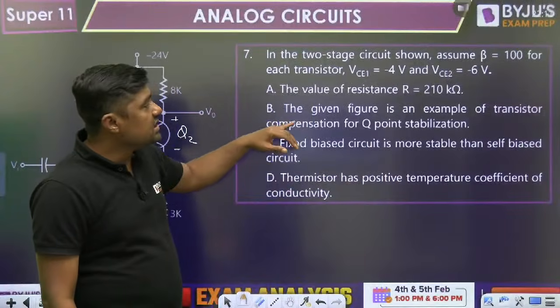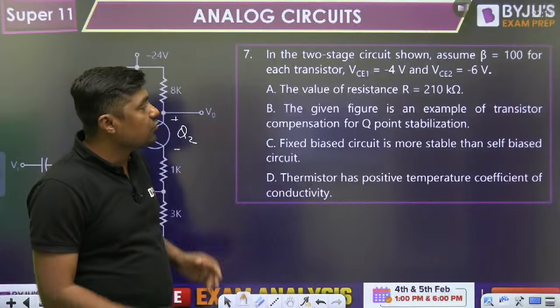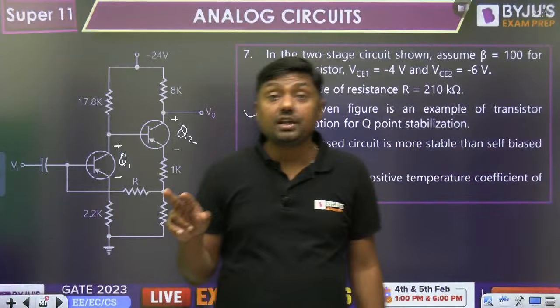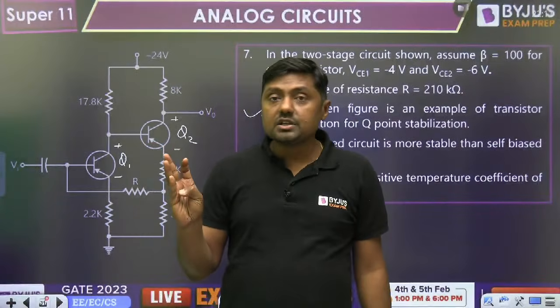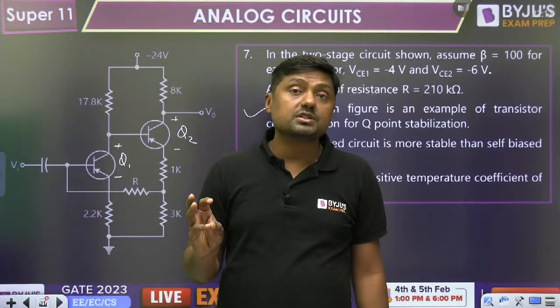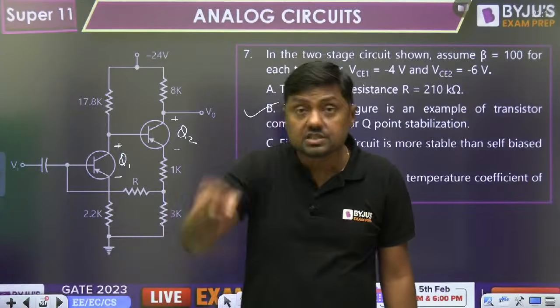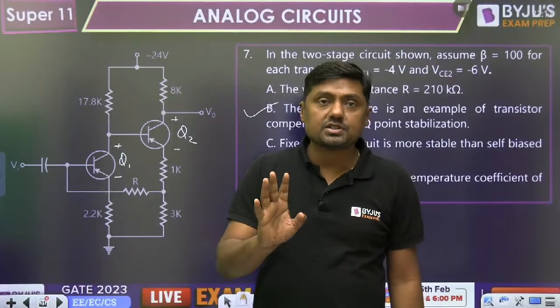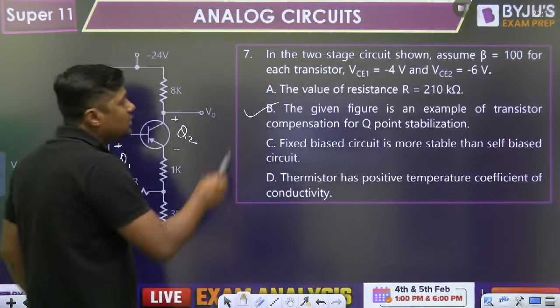The given figure is an example of transistor compensation for Q point stabilization. Yes, there are compensation techniques, my dear. What are the compensation techniques? Diode compensation, thermistor compensation, transistor compensation, and the most important one is what? Transistor compensation. In IC fabrication, we use transistor compensation. So this is the standard diagram for transistor compensation.